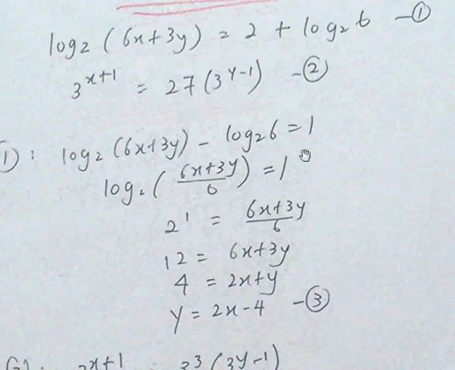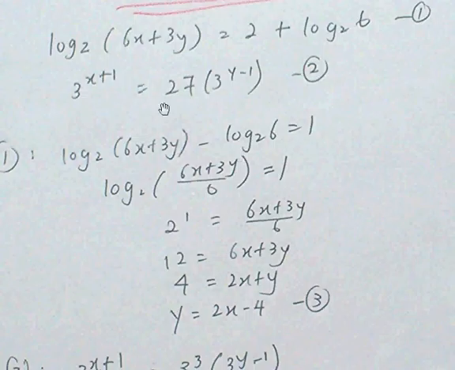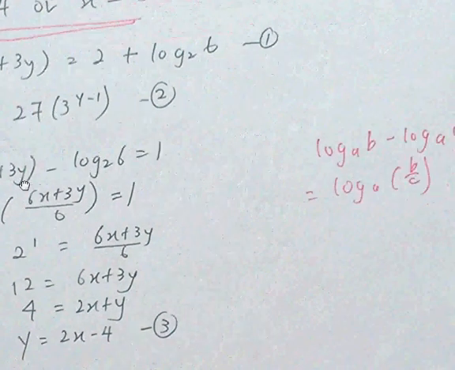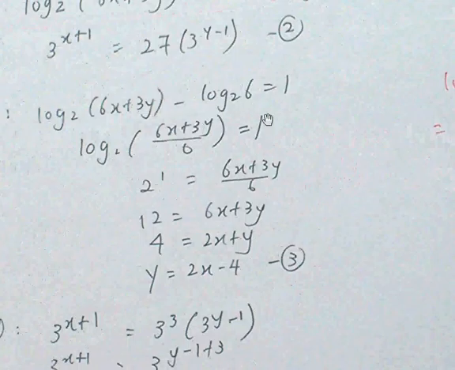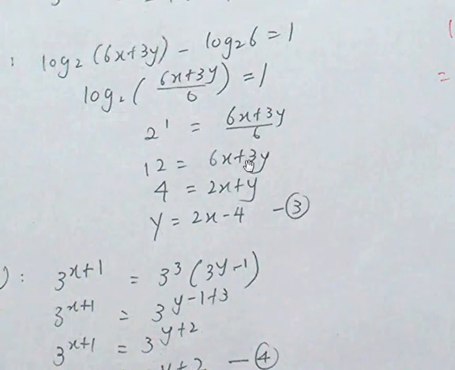We will first bring all the log terms to the left hand side. We can then simplify it into log₂((6x + 3y)/6) equals 1, given by the rule. So 2 to the power of 1 equals (6x + 3y)/6. When we multiply 6 on both sides, we get 12 equals 6x + 3y. When we factorize 3, 4 equals 2x + y, so y equals 4 − 2x. And we'll label this equation as equation 3.